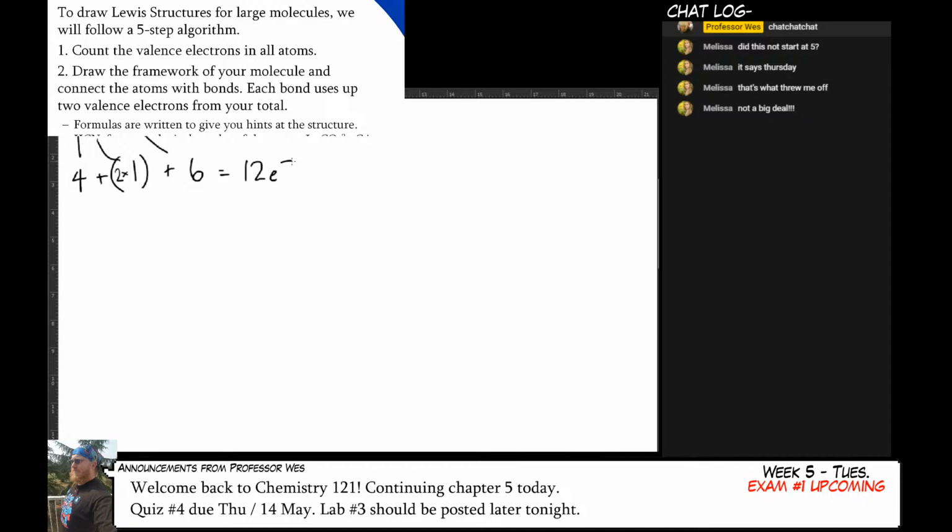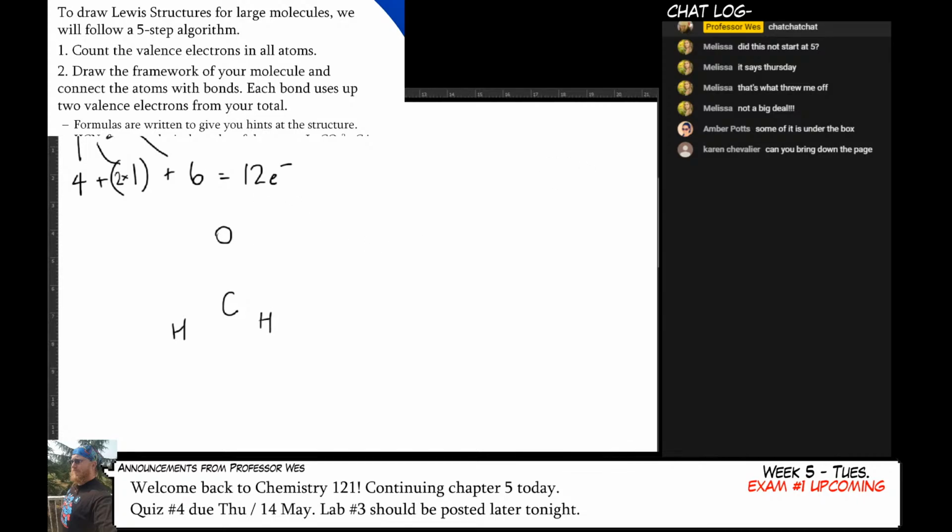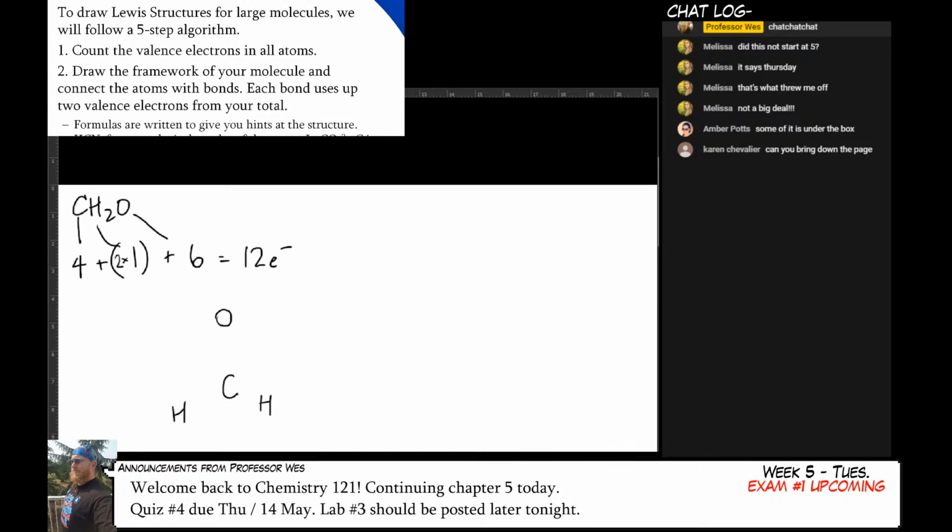Next, we'll draw the framework. The atom that comes first, that is not hydrogen, is the central atom, so I draw C. I'm going to put everything around the outsides. Some of it is under the box because I'm terrible at this. Hold on. There you go. Sorry about that.